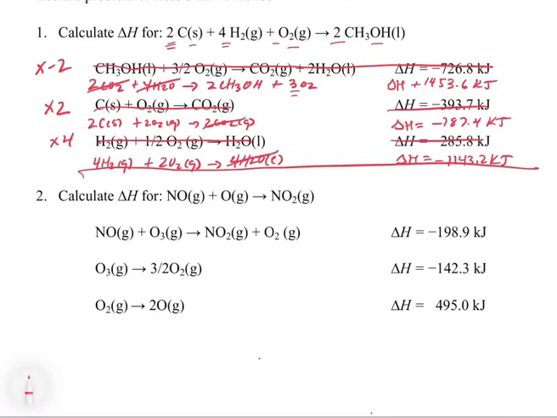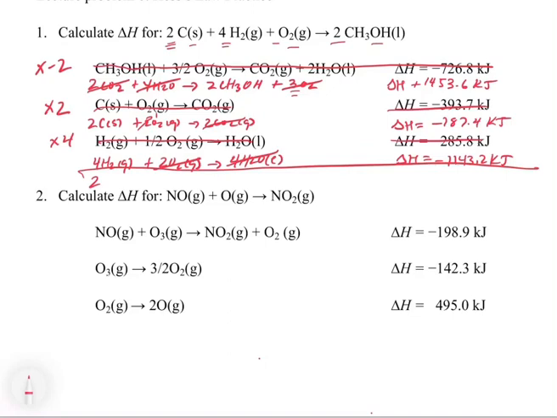Now we've got to figure out our oxygens. So we have 3 oxygens on the right and we have 4 oxygens on the left. So this is going to give me a net of 1 oxygen on the left. So I'm going to cancel out one of those, and this is going to go to a 1 because I have 3 on the right.